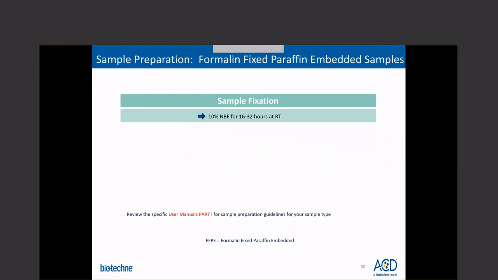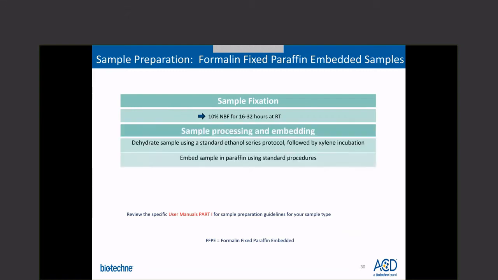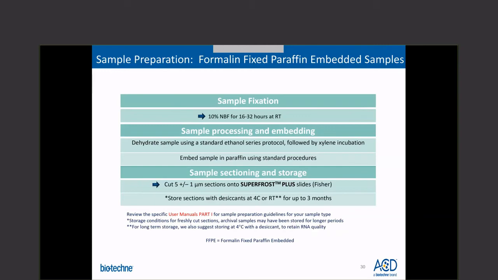Here is an example of the recommended sample preparation. With FFPE samples, we recommend fixing with 10% NBF for 16 to 32 hours at RT. The recommended sample thickness is 4 to 6 microns, and we also recommend that the tissue is mounted onto SuperFrost Plus slides. In order to preserve RNA quality, it is recommended to store sections with desiccants at room temperature for up to 3 months. For long-term storage, it is best to store at 4 degrees with desiccant.